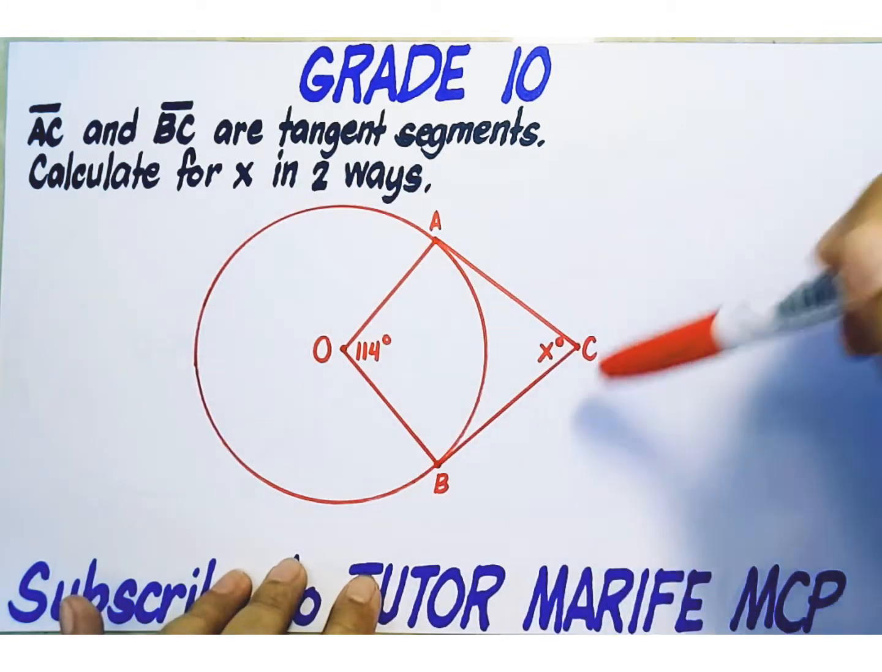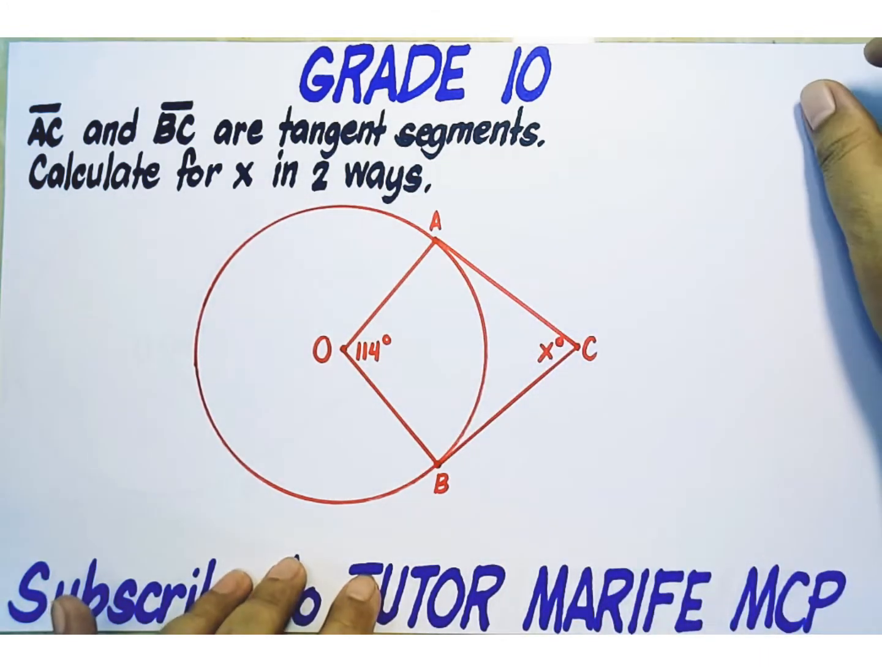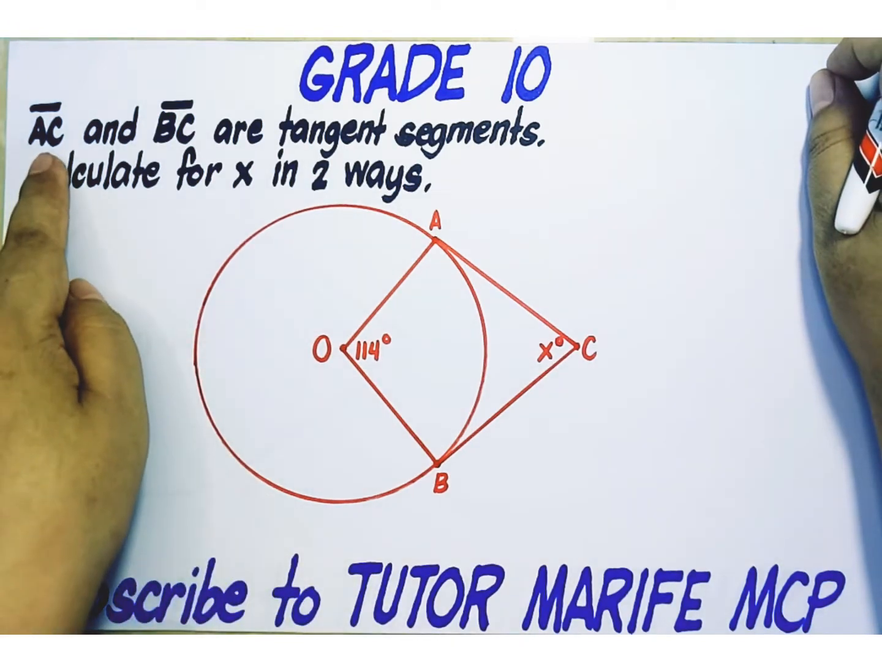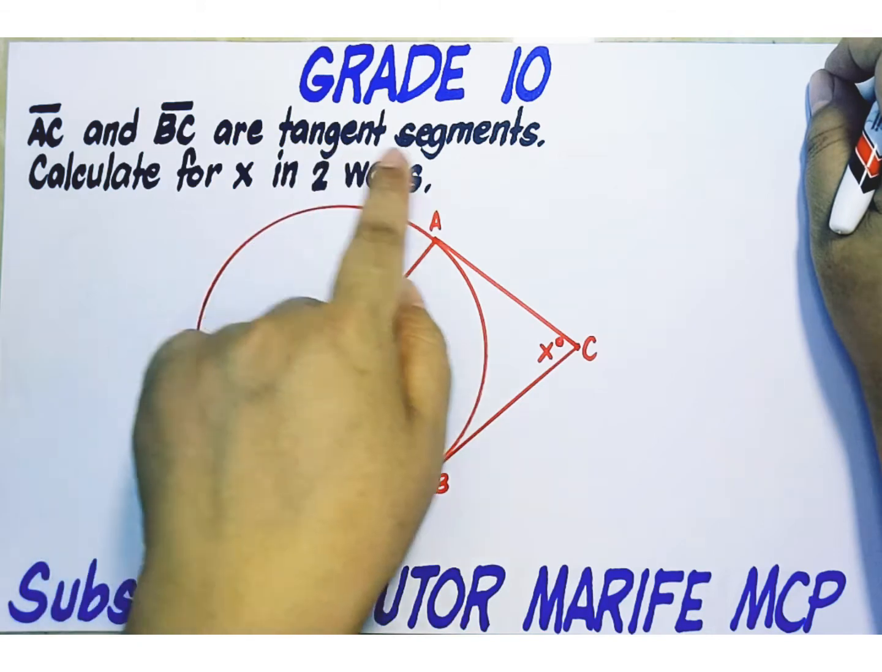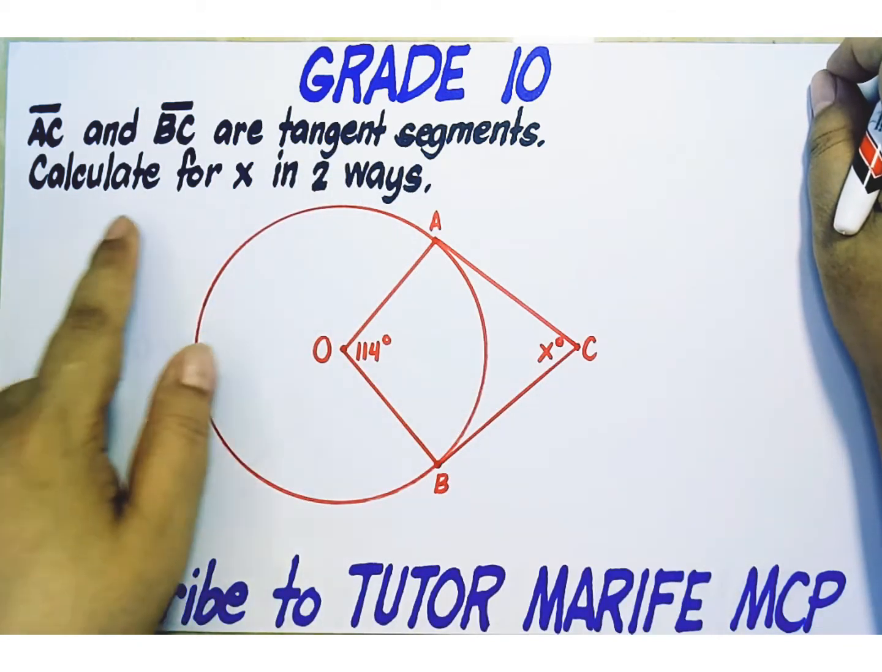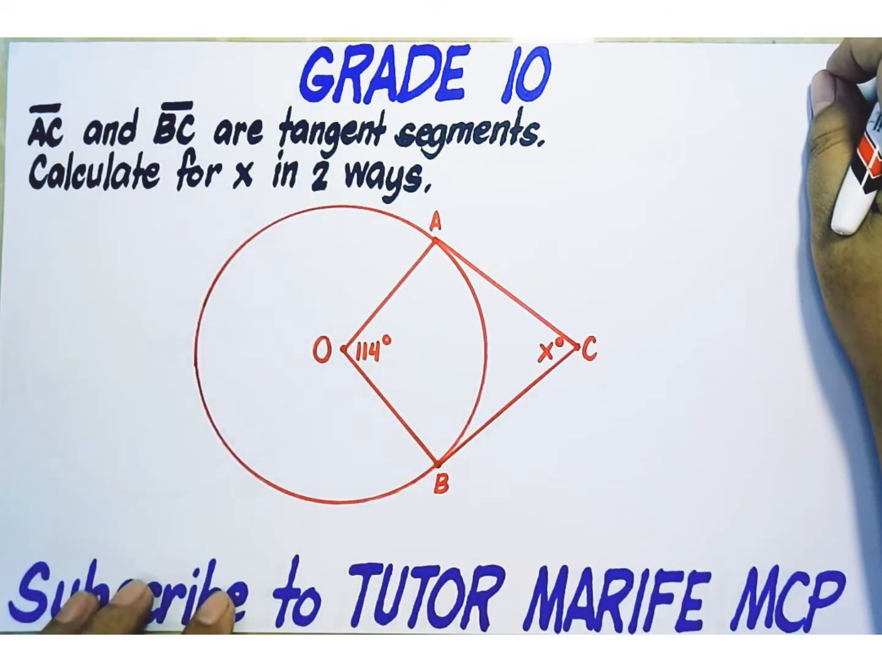In this video, I will be teaching you how to solve this given problem. This is our given figure. Let's read the given information. Line segment AC and line segment BC are tangent segments. Calculate for x in two ways.